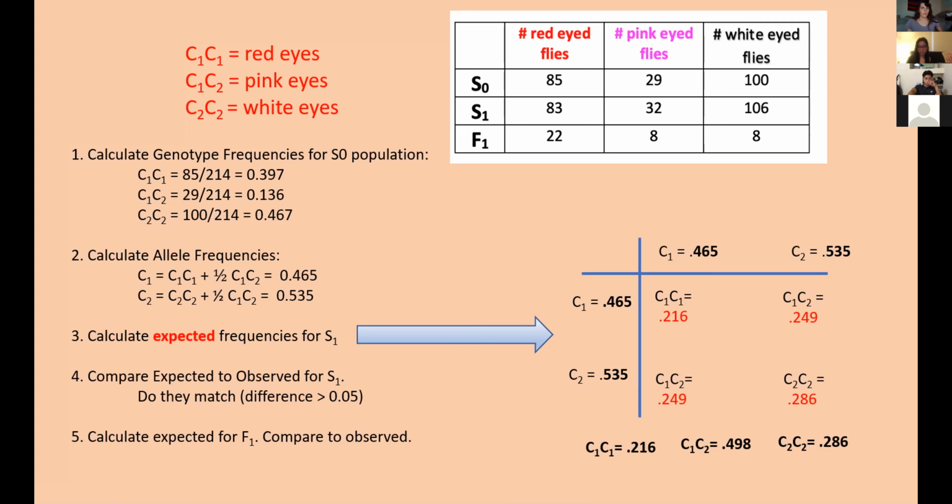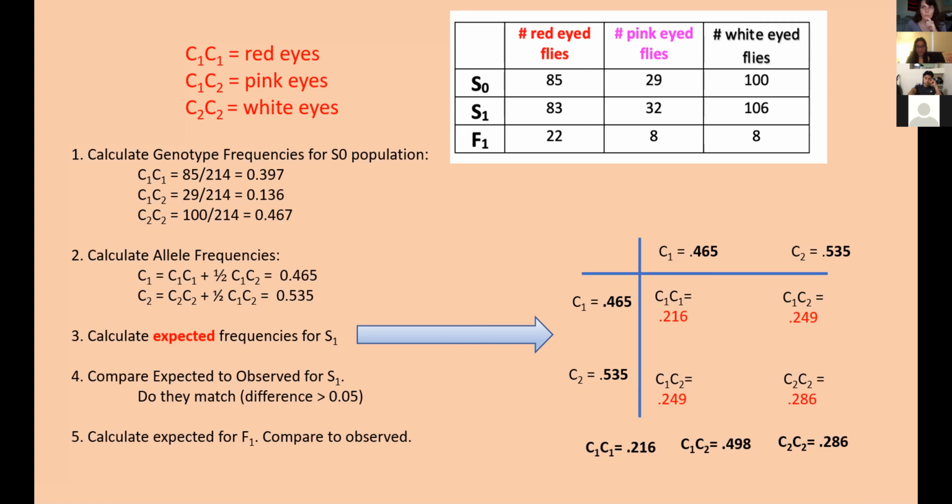Okay, so does anybody have any specific questions? Or if not, I will jump into explaining this in more detail with the whiteboard. Yeah, I have a question. For the expected frequencies for S1, what exactly did you do? Like for C1, how did you get 0.216?